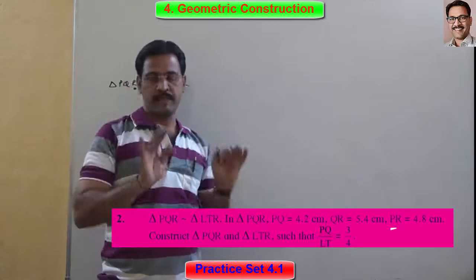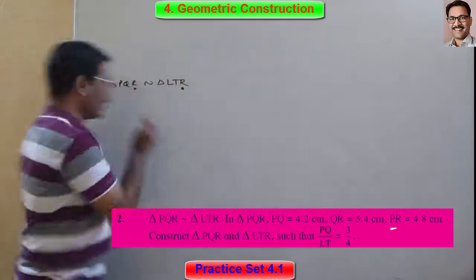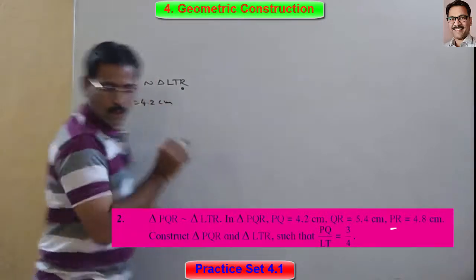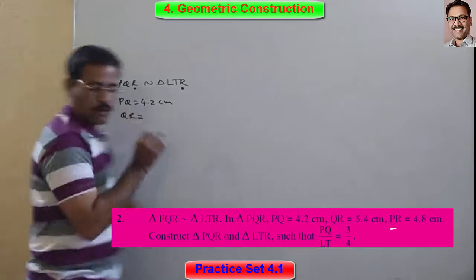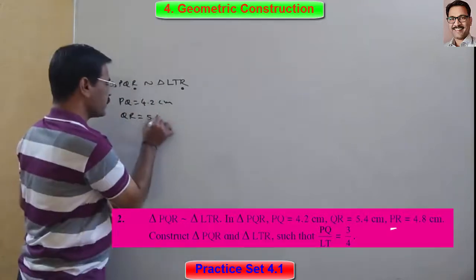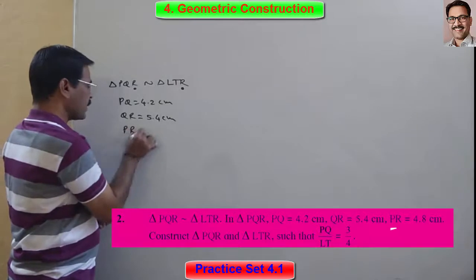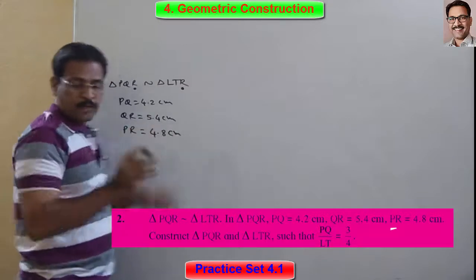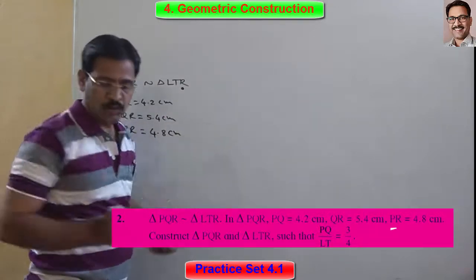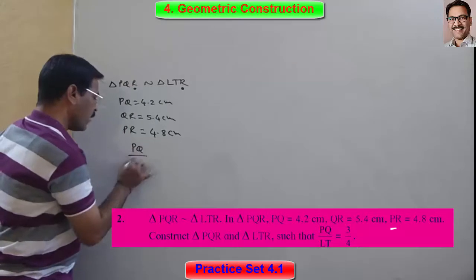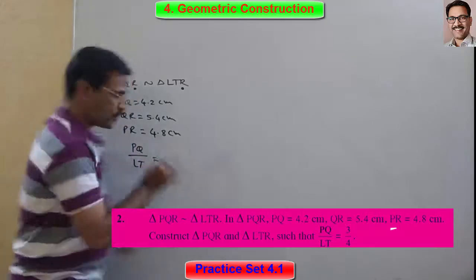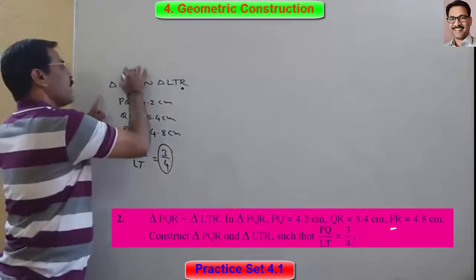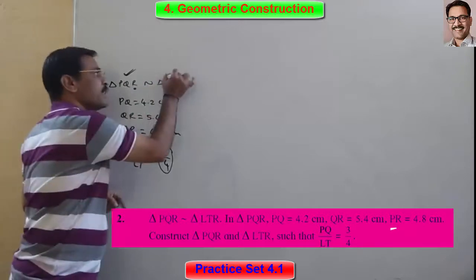Okay, I'll draw here. So first, what they're given to us in this one, PQ is 4.2 centimeter, QR is what? 5.4 centimeter. And what about PR? That is nothing but 4.8 centimeter. Okay. Now that very important part is what? The ratio. And that ratio is nothing but PQ upon LT, that is 3 upon 4. See, this is very important here now. So the information about this triangle is given. Now we have to draw this triangle.